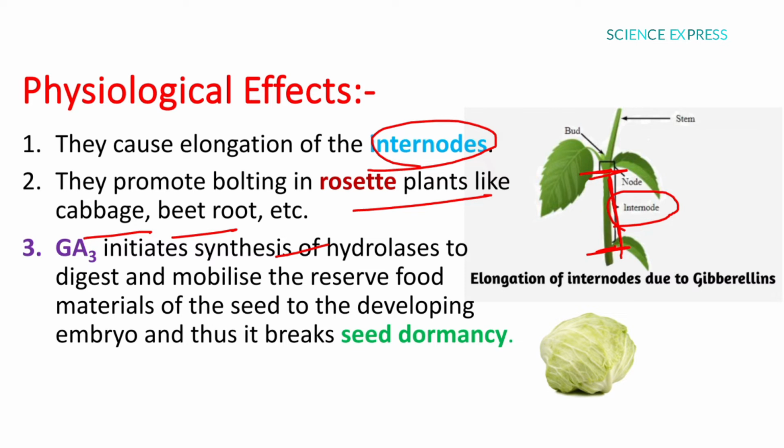Gibberellin, or gibberellic acid, initiates the synthesis of hydrolase enzymes to digest and mobilize the reserve food material of the seed to the developing embryo, and thus it breaks seed dormancy. Clear? Okay.